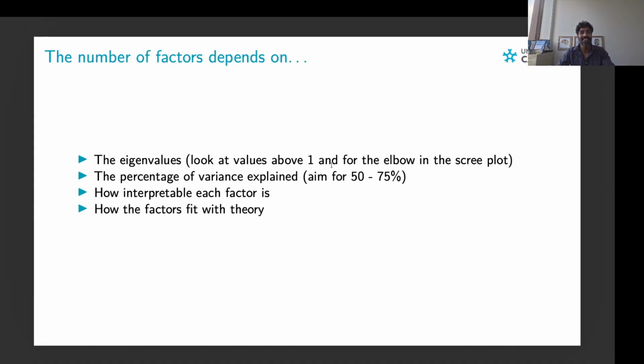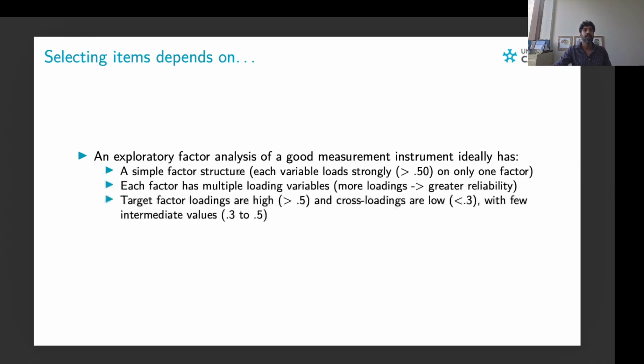The number of factors depends on the eigenvalues, so you want to look at the values above 1, and for the elbow in the scree plot, the percentage of variance explained, so aim for 50 to 75, but I gave you an example where that wasn't met and it was still useful, how interpretable each factor is and how the factors fit with the theory that's there.